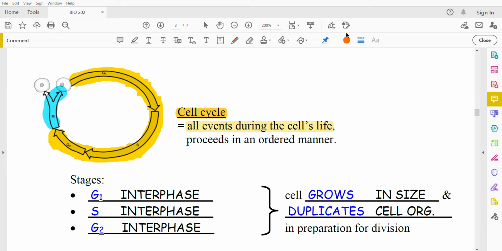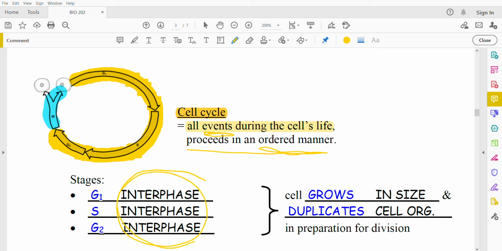So what we end up noticing is that these events during a cell's lifetime always proceed in an ordered manner. So we go from one step of an event to the next step. So it's always proceeding in a very particular manner. And let's have a look at a few of the steps that we see during a cell's life cycle. So we end up seeing that there are a number of steps during what we call interphase.